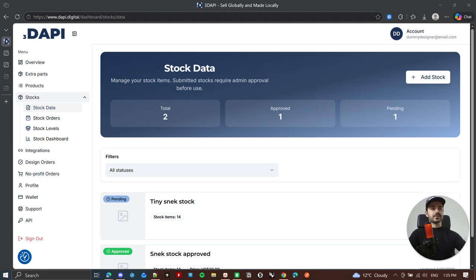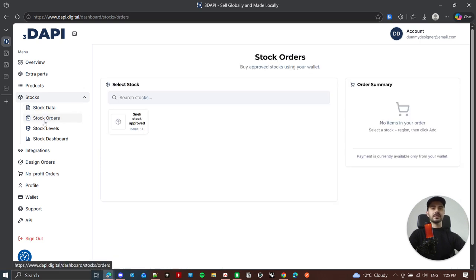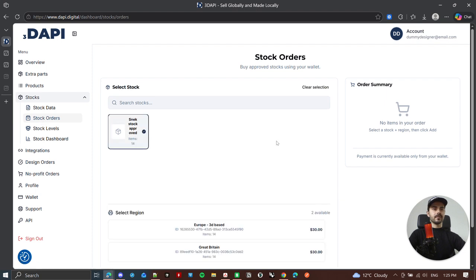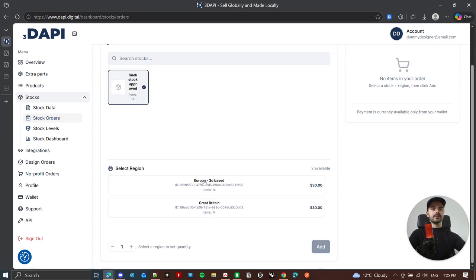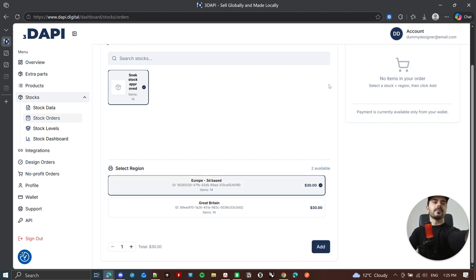So you've set your stocks. Let's now look at how to order stock for a region and how to check out the stock levels. First, let's order some stock using the stock orders page. Now this stock in particular is set for two regions, for Europe and for UK. Let's order for now one stock for Europe.